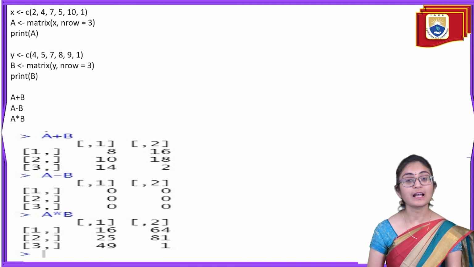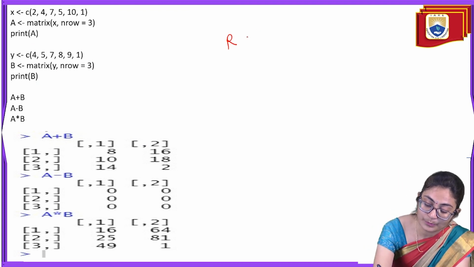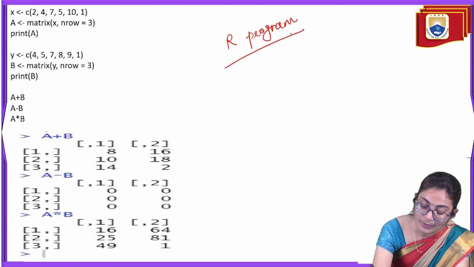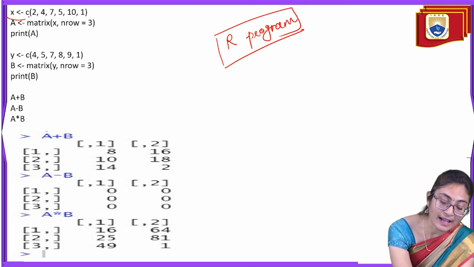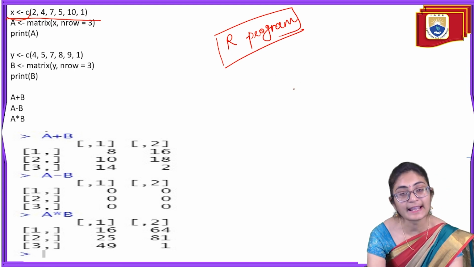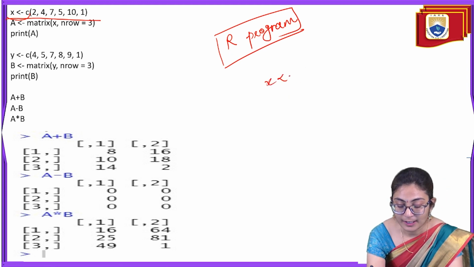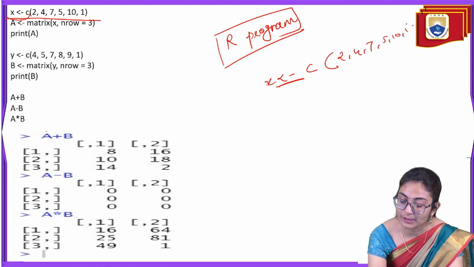Same things we can find out by using R programming also. This is the R program. So first I provided the X value. I created the X vector. For X, I provide the input by using the C function: 2, 4, 7, 5, 10 and 1.